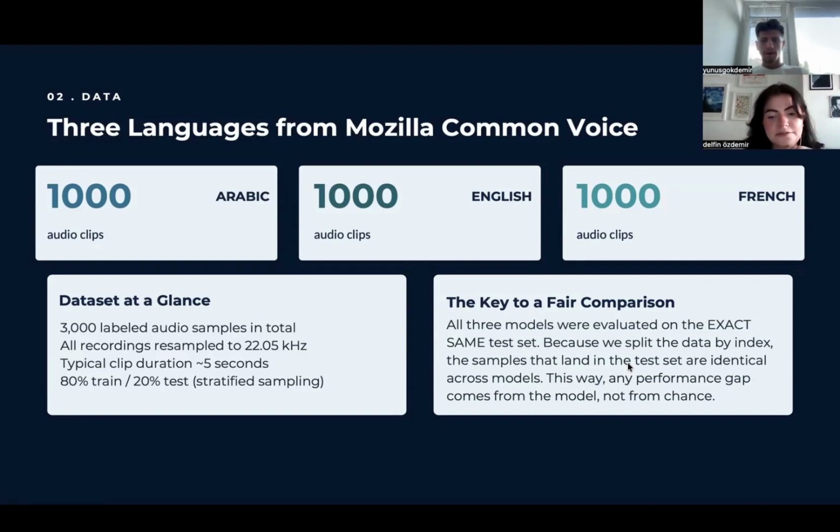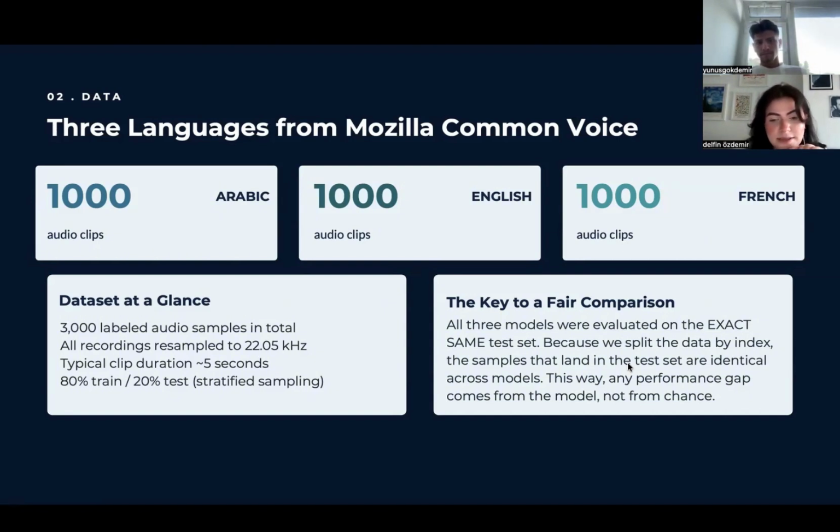We resampled every recording to a common rate of 22.05 kilohertz. This is important because later, one of our representations depends on time, and different clips had different sampling rates. Their time frames wouldn't line up, so we standardized the sampling rate first. The typical clip is about 5 seconds long.